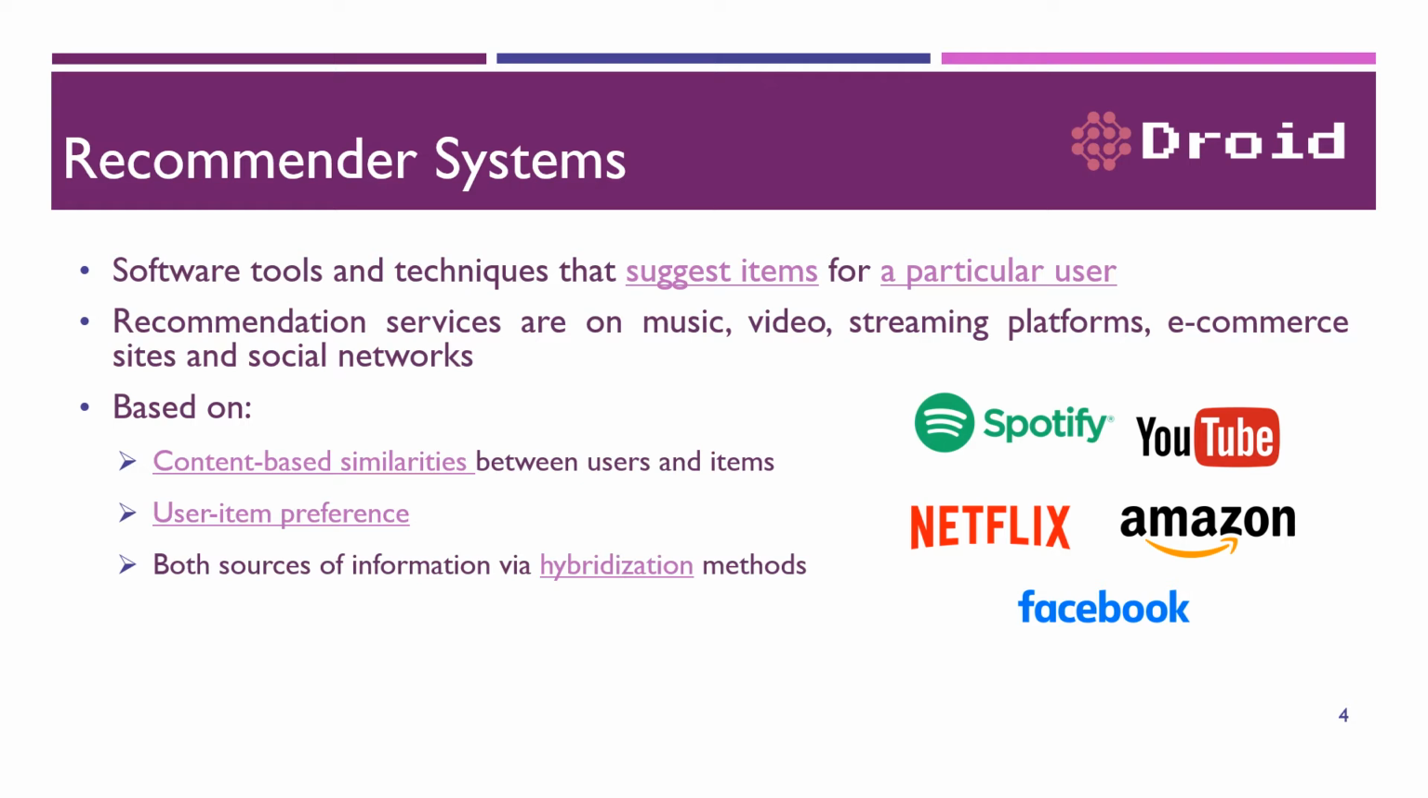Recommender systems are software tools and techniques that suggest items considered relevant for a particular user. Recommendation services are on music, video, streaming platforms, e-commerce sites, and social networks, such as Spotify, YouTube, Netflix, Amazon, and Facebook. Traditional recommender systems are based on content-based similarity between users and items, user-item preference, known as rating, or both sources of information via hybridization methods.